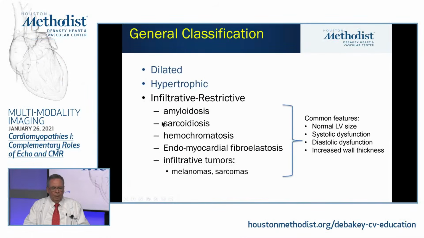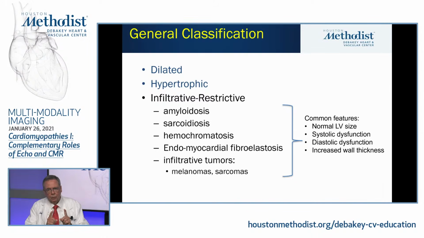Then we get down to the infiltrative or restrictive disorders, most commonly amyloid, sarcoid, hemochromatosis, but then you have more rare ones like endomyocardial fibroelastosis and some of the infiltrative tumors that sometimes can sneak into the myocardium and produce a restrictive type of physiology.